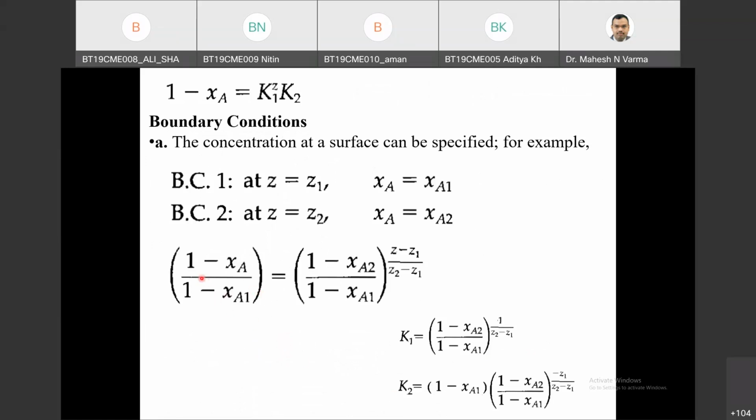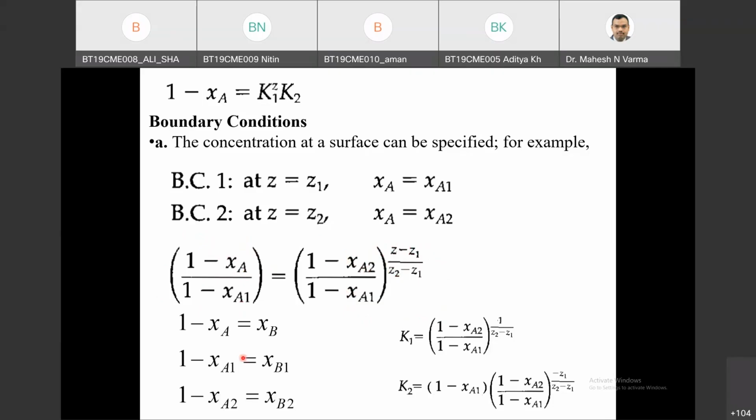So this is the concentration profile: 1 minus xa divided by 1 minus xa1. xa1 is given, xa2 is given, z1 is given, z2 is given. So this is the variation of xa with respect to z. What is this equation telling me? It tells how the concentration of A is changing with respect to z. All others are constant: z1 is constant, z2 is constant, xa2 is constant, xa1 is constant. So this is the concentration profile.